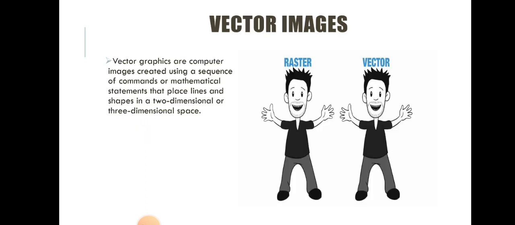Vector images. Vector graphics are computer images created using a sequence of commands or mathematical statements that place lines and shapes in two-dimensional or three-dimensional space.